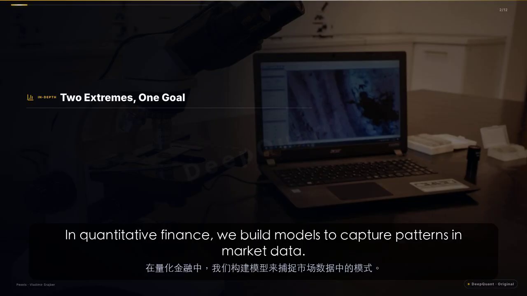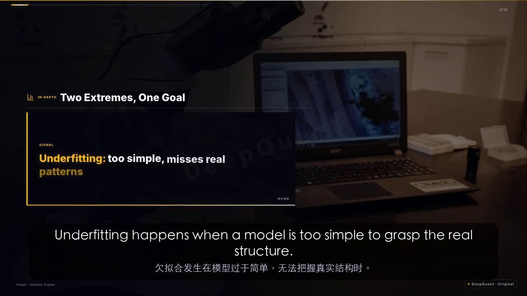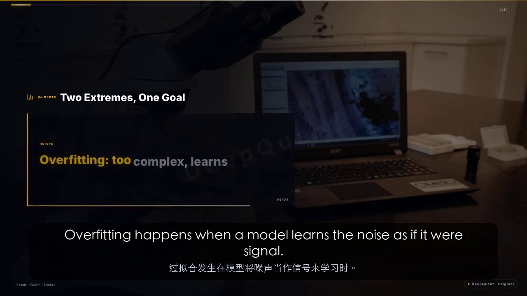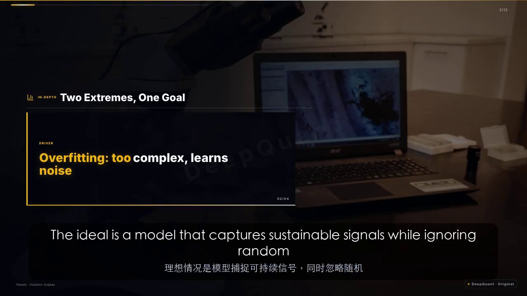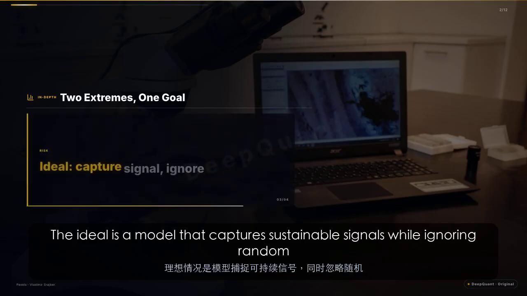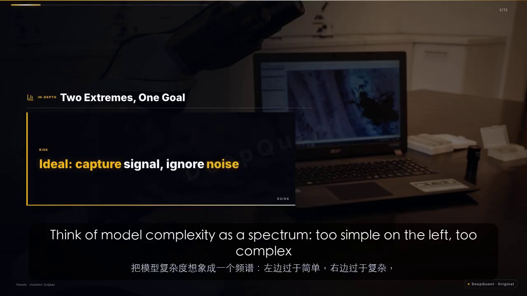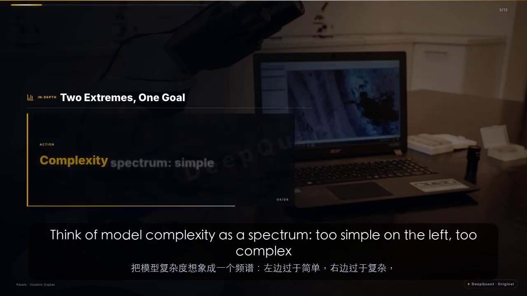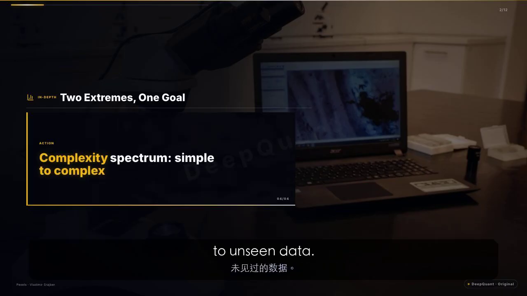In quantitative finance, we build models to capture patterns in market data. Underfitting happens when a model is too simple to grasp the real structure. Overfitting happens when a model learns the noise as if it were signal. The ideal is a model that captures sustainable signals while ignoring random noise. Think of model complexity as a spectrum, too simple on the left, too complex on the right, with a sweet spot in the middle where the model generalizes well to unseen data.